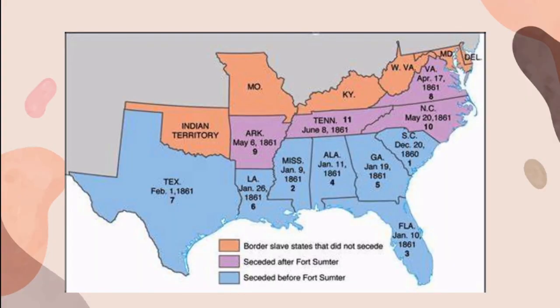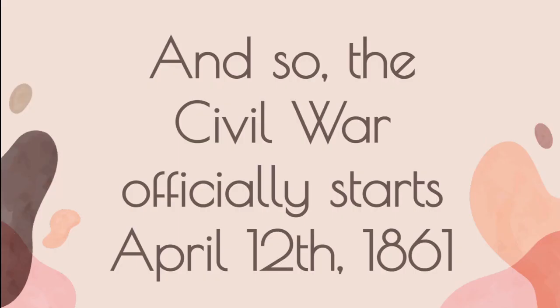So blue we have before Fort Sumter, that's when we had all of our dates, all these states seceding around the same time. And then the purple is after this battle. So we have Arkansas, Tennessee, Virginia, and North Carolina added to this list. And so, the Civil War officially starts April 12th, 1861, which is when the gunfire was shot.